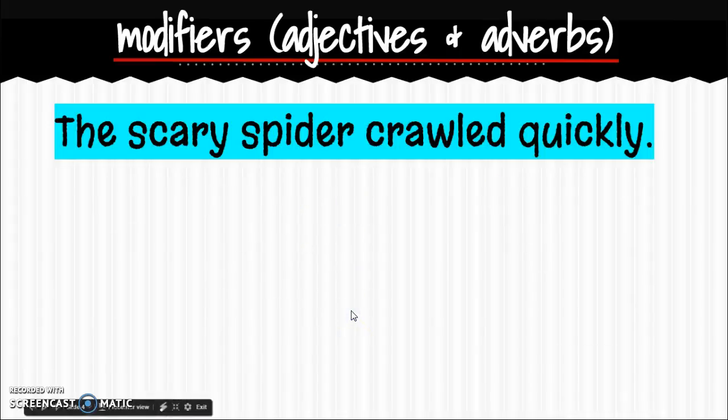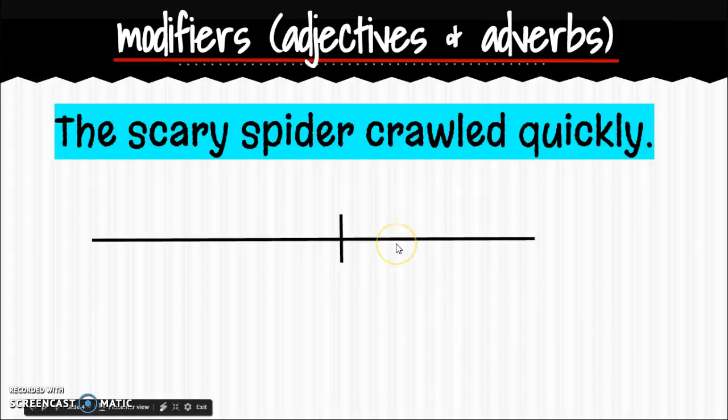So let's look at a sentence. The scary spider crawled quickly. I start with my T-chart, and I think of, what is the sentence about? It's about a spider. Once we get into sentences that have lots of words in them, it might be good for you to cross off words with your pencil or highlighter because it eliminates words that you have to put in your diagram. I know my subject is spider, so I want to know, what did the spider do? It crawled. There's my verb.